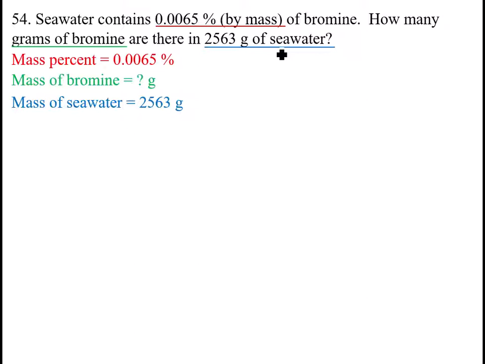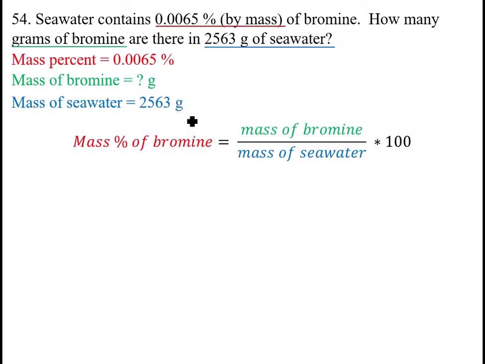Since this is the mass percent of bromine and it wants the mass of bromine, this is my part. So this must be the mass of bromine, which by definition leaves this as the mass of the whole. When I make the formula, it's the mass percent of bromine over the mass of seawater, mass of bromine over mass of seawater, times 100.